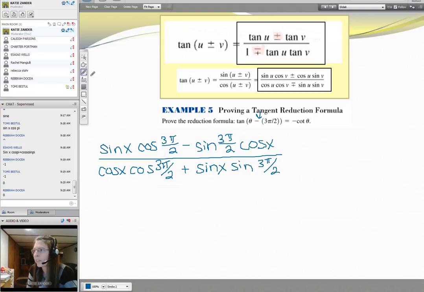All right, let's simplify. So anywhere we got 3 pi over 2, we're going to go ahead and substitute in the value there. So what is cosine of 3 pi over 2?